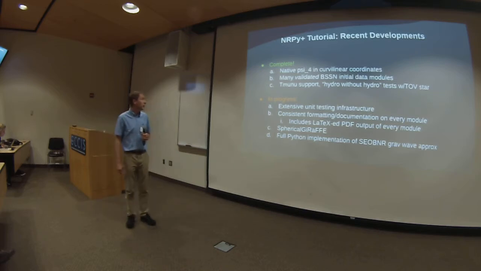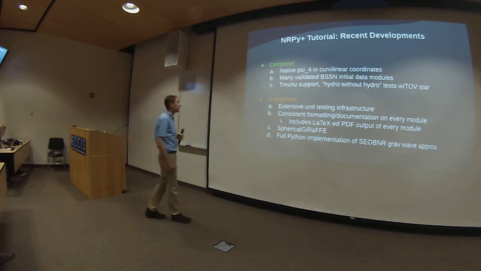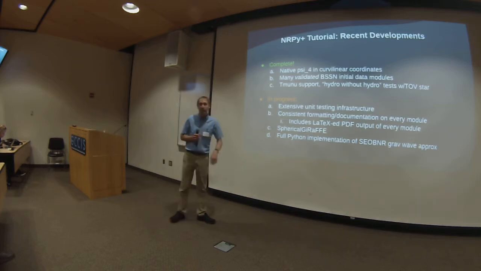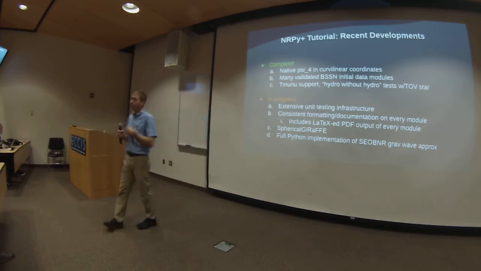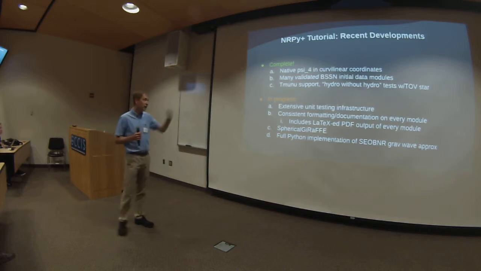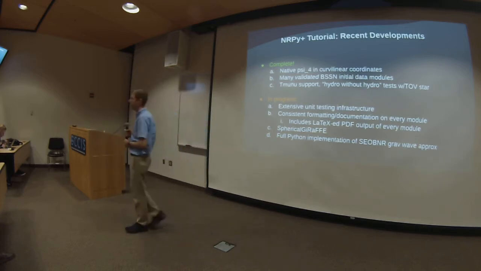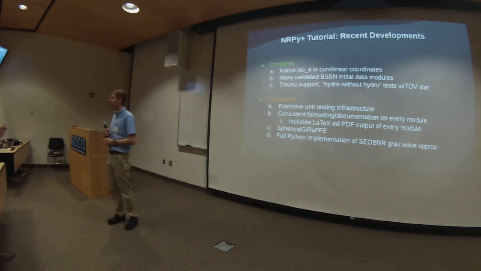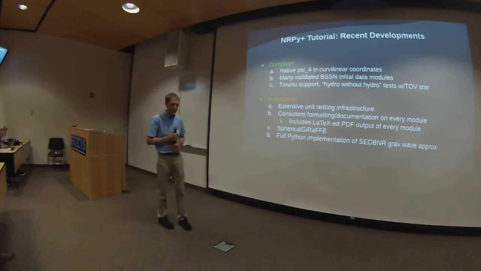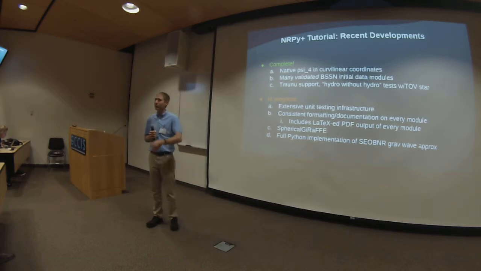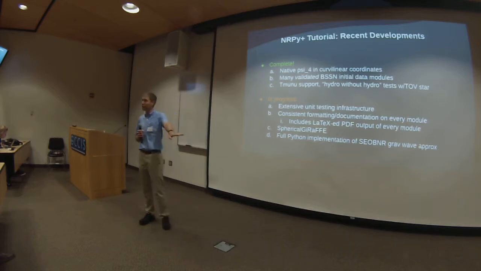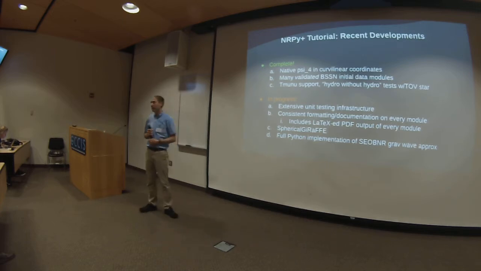So some recent developments, like I was saying, we have native Sci4. We have many validated BSSN initial data modules. So this is nice, right? I've actually asked my students in the past, hey, here's a nice warm-up project for you. How about you write up an initial data module that does Kerr-Schild initial data for a single black hole? And they say, okay, well, where do I start? Well, here are the papers, and here's an NRPy tutorial. Read the tutorial, read the papers, and I want you to do this validation.